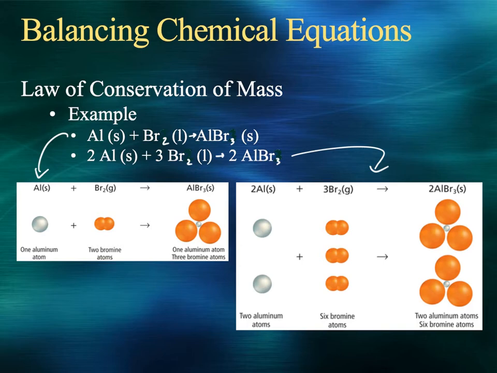So this is just a nice little visualization of what I was just talking about. Here's the unbalanced reaction over here on the left, and after we have balanced it, I'll show you the process of how do we know that this number is a 2. How did we know this number was a 3? How did we know this number was a 2? I will show you that process in just a moment.